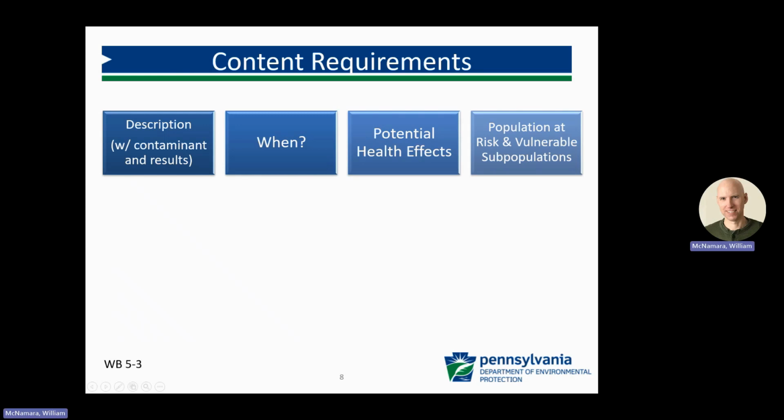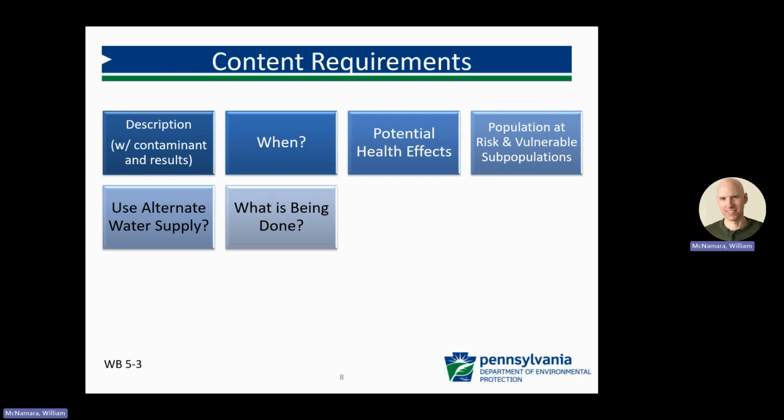Next, the notice must identify the population that is at risk, as well as identifying any vulnerable subpopulations, such as immunocompromised populations of people. It must also inform consumers if they need to use an alternate source of water. And it must also inform consumers what the water system is already doing to address the violation or issue, or what has already been done.